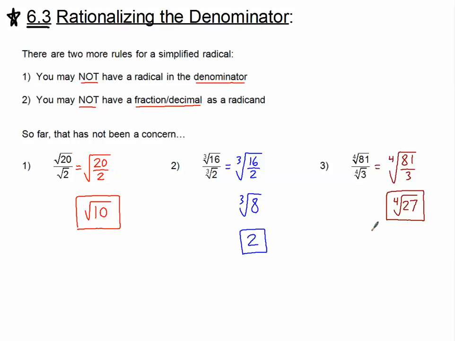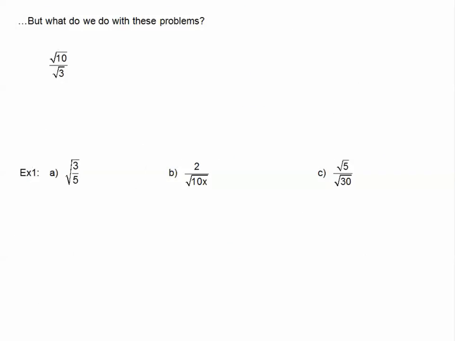So far, this has not been a concern. We've been able to handle these two rules by doing some simple math because the fractions reduced. What happens when the fractions do not reduce? If we have the square root of 10 divided by the square root of 3, well, sure, we can go ahead and try to put that as one big fraction, but that's not really going to help us at all. 10 thirds does not reduce. This first problem is breaking rule number 1 because of the radical in the denominator. The second version is breaking rule number 2 because we can't have fractions. So neither of these are very helpful.